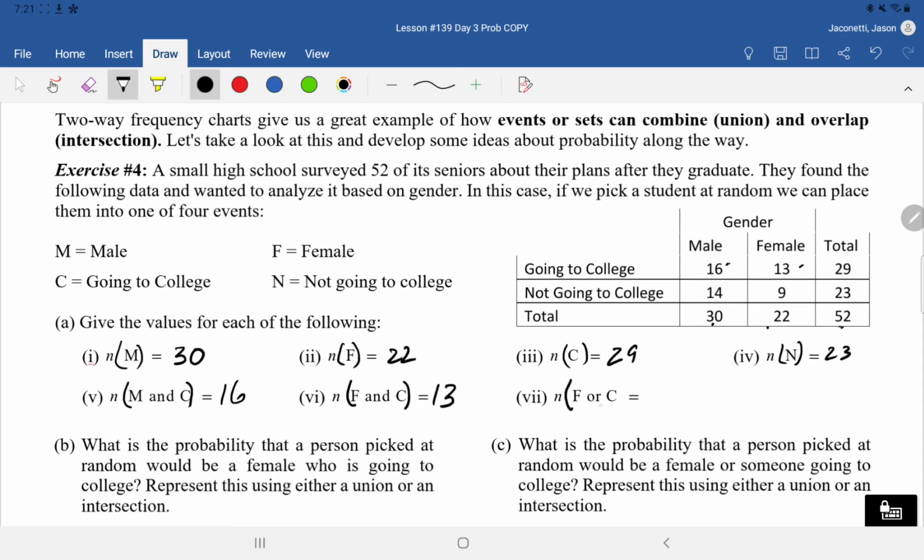Now, let's be careful. This one is the or. So, it's F or C. Well, F is 22. That's how many females we have. The C is 29. But there's 13 that hit both of those categories. So it's 22 plus 29 minus the 13 that overlapped. That equals 38.